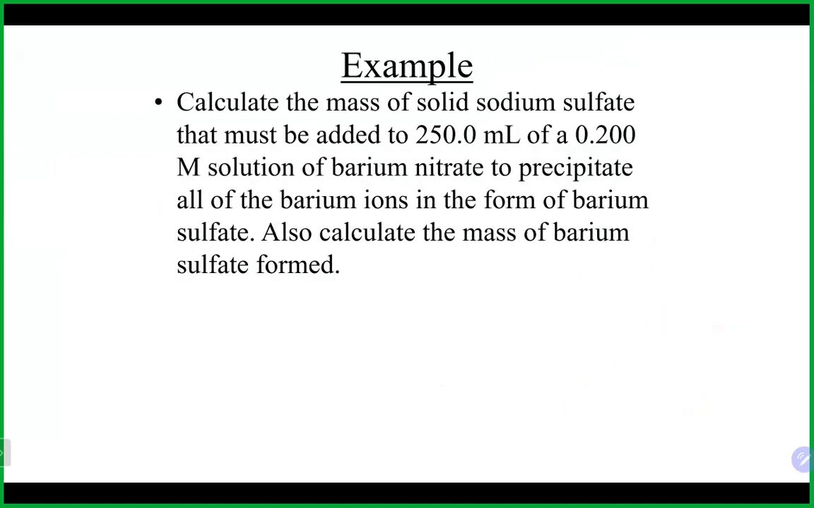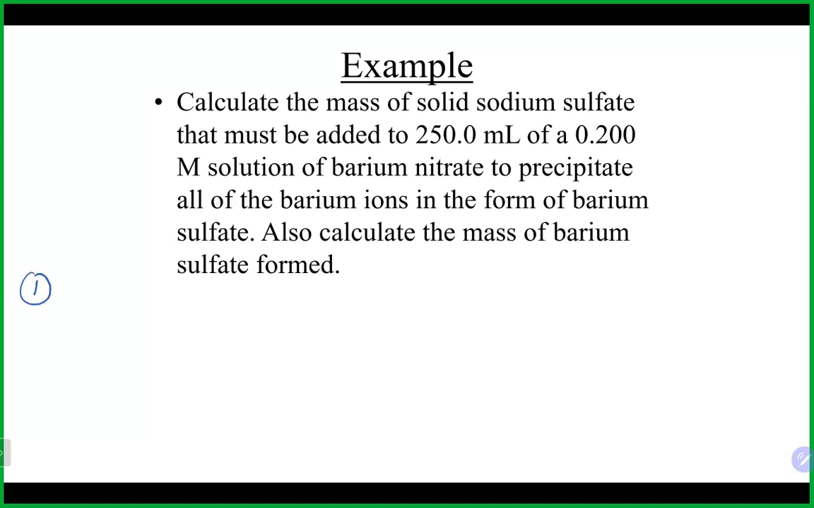So let's take a look at one here and see how we get to where we need to go. We want to calculate the mass of solid sodium sulfate that's needed to be added to 250 milliliters of a 0.2 molar solution of barium nitrate to precipitate out the barium as barium sulfate. We also want to know the barium sulfate mass that is formed. So here it is, a stoichiometry problem. Clearly, we do not have an equation. So that is definitely where we want to start.